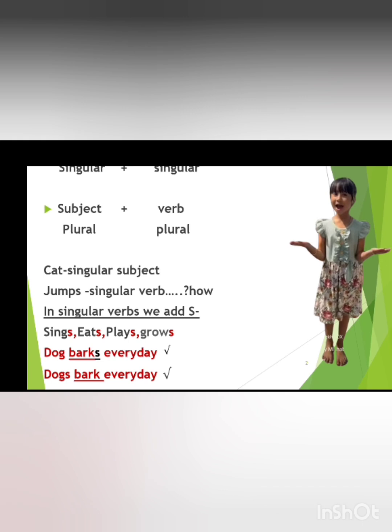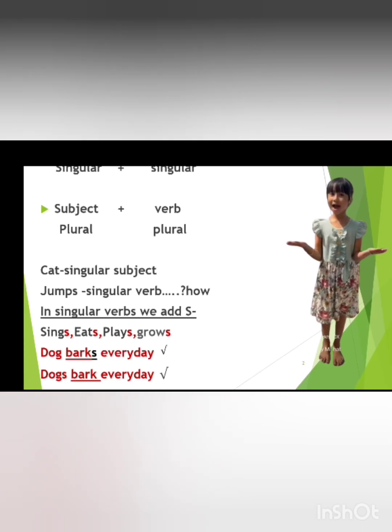Let us see the first example here. Cat is a singular subject. So jumps will be the singular verb. Now you might be thinking, how come jumps will be a singular verb? My dear friends, the word jump is the verb, and to make it a singular verb, you add s. You add s to the verb to make it singular, whereas in the plural verb, you will not add s and you just write the verb itself. Hope this is clear to you.